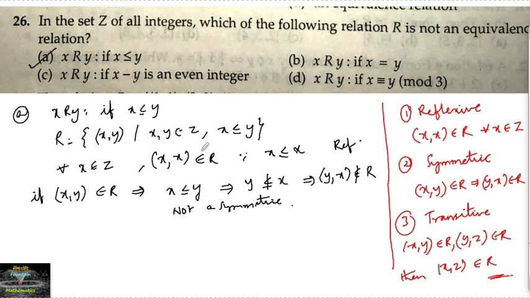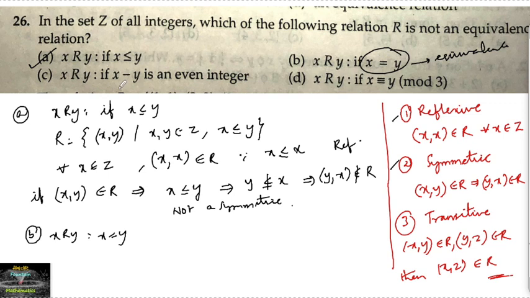And if we check the remaining cases, like the second option, orally let me discuss. x is equal to y is given. Every element is equal to itself, so that is reflexive. If x is equal to y, then y is equal to x, that is symmetric. And transitive in the sense, if x is equal to y and y is equal to z, then x must be equal to z. So we can say that this is an equivalence.